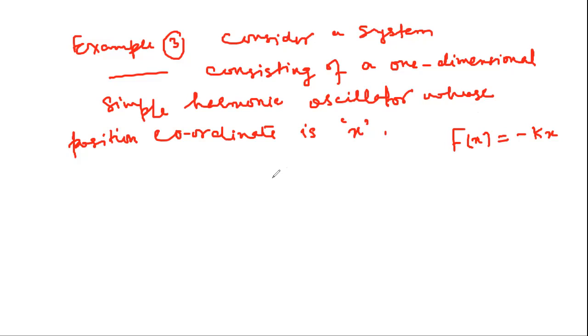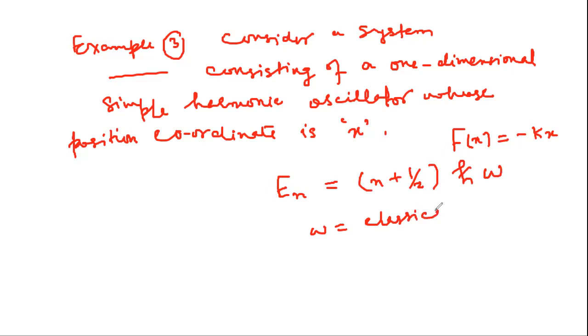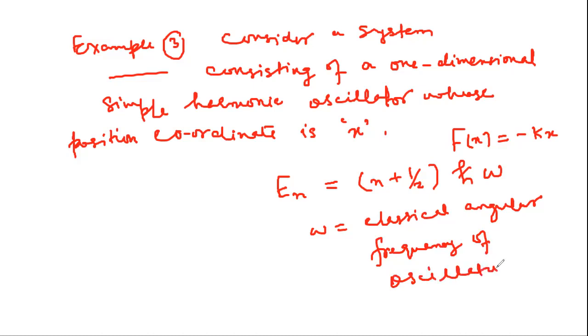in quantum mechanics, this one-dimensional simple harmonic oscillator can exist in states which have energies given by En equal to n plus half, h bar omega, where omega is the classical angular frequency of oscillation. The classical angular frequency of oscillation.